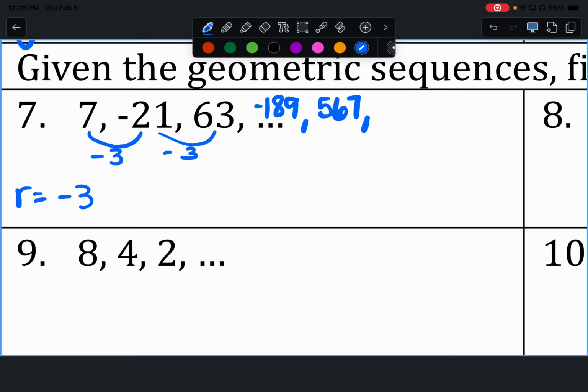What is 567 times negative 3? Negative 1,701. Sophie, breathe. I'm breathing.